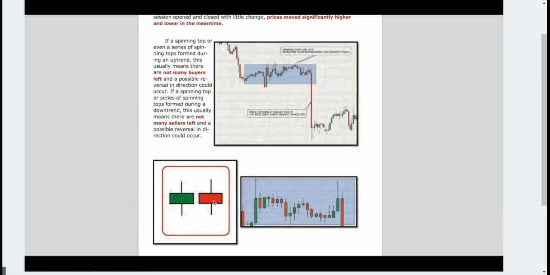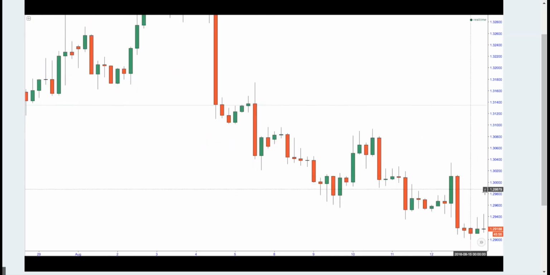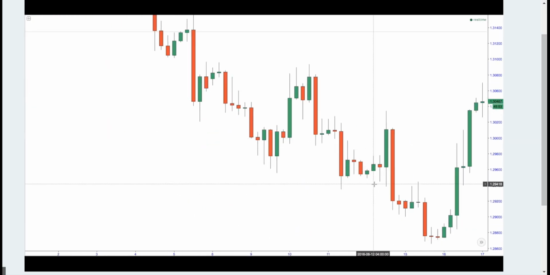All right, so the spinning top here as well is in fact the same as the doji. So over here we have a spinning top, this green one, and the only difference between the spinning top and the doji is that the spinning top may have a slightly thicker body. Okay, spinning top here, indecisive, doji, doji, doji, spinning top, doji, doji, doji.